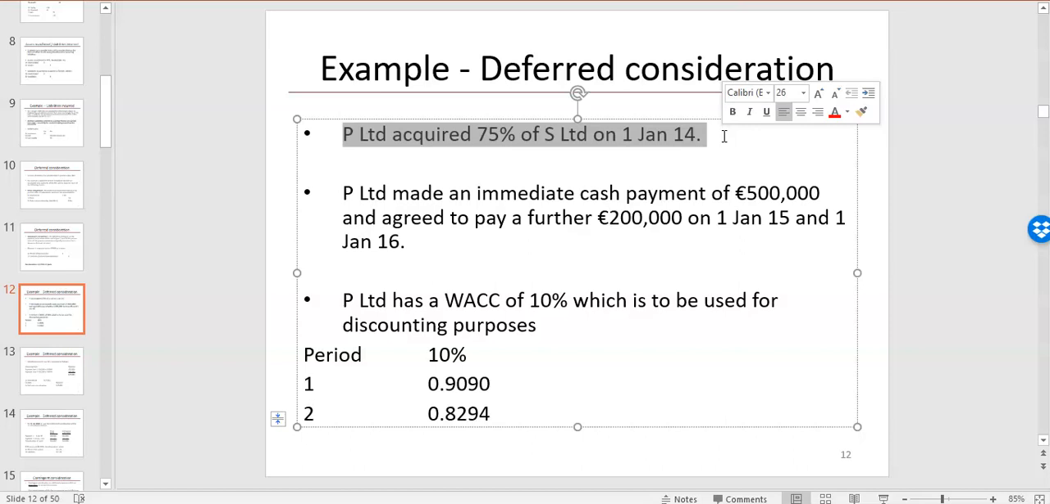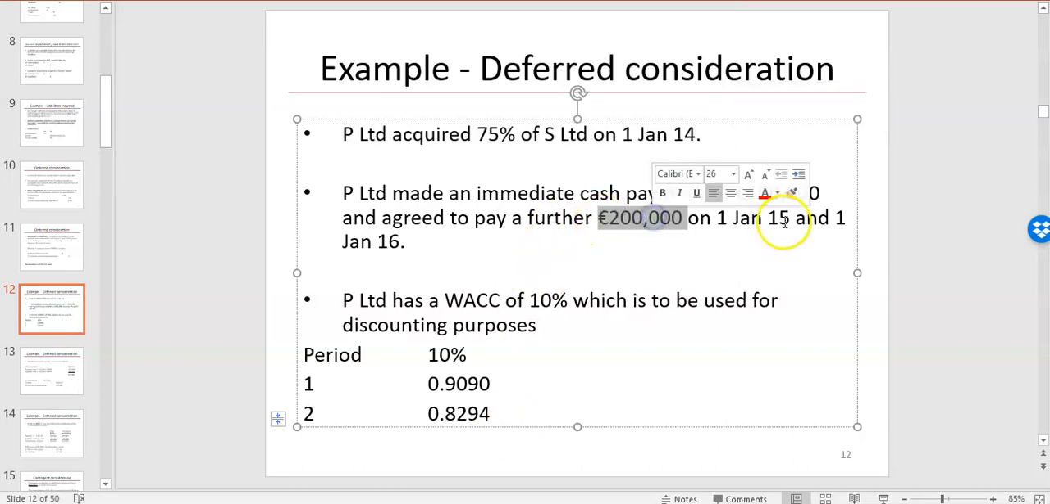This is an outflow, your investment in a subsidiary in the parent's accounts. And a further 200,000 1 year later in 15 and 2 years later in 16. So overall, ignoring time value of money, the investment is 900,000: 500 today, 200 in 2 years and 200 in 3.